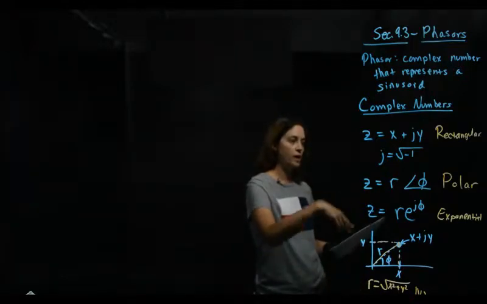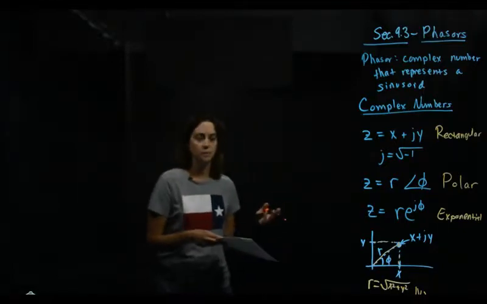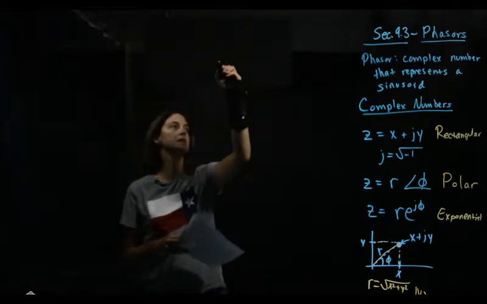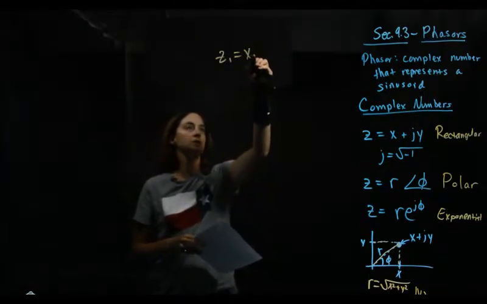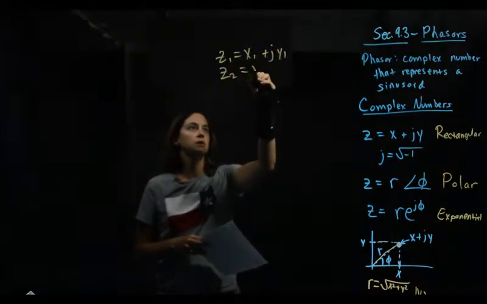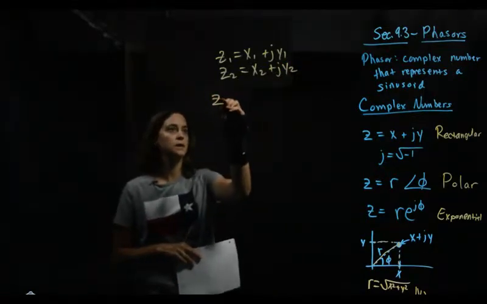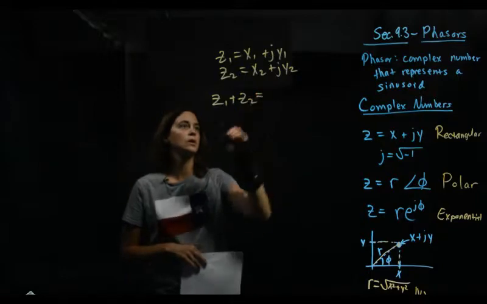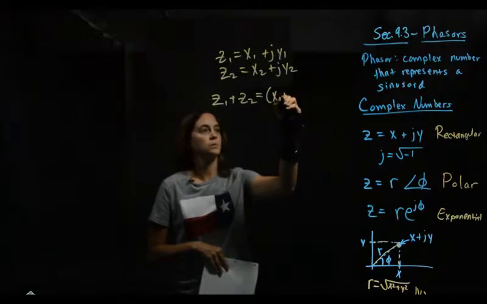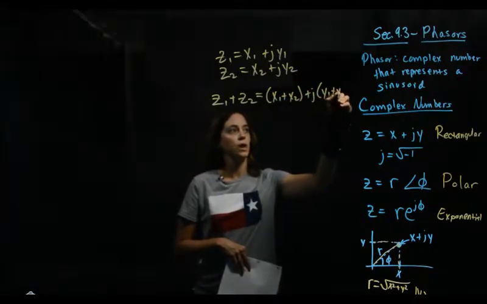But here's how we're going to go back and forth between polar and rectangular. So some math is pretty easy to do in rectangular. If you have, let's say, z1 equals x1 plus jy1, and a z2, that's x2 plus jy2, and we want z1 plus z2, well then we just add the real parts and the imaginary parts. We have x1 plus x2 plus j, y1 plus y2.